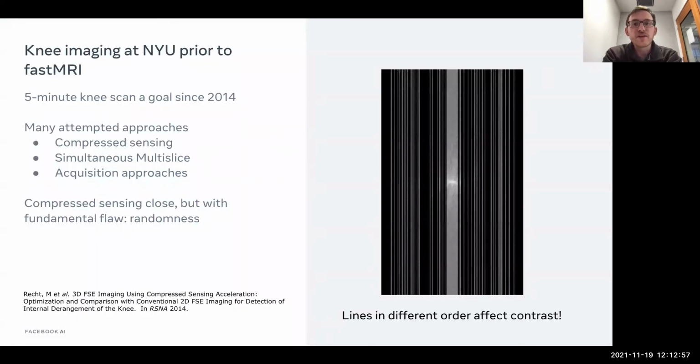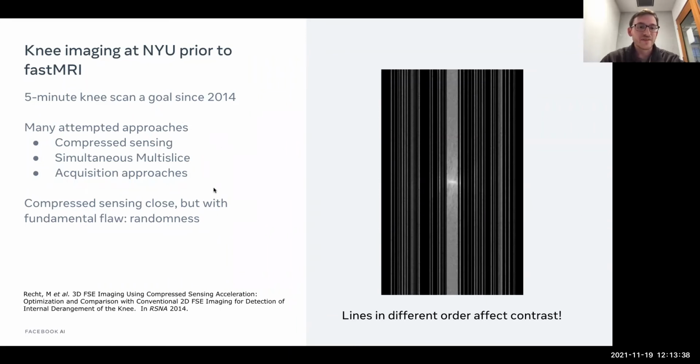But the history of knee imaging actually goes quite a bit back beyond fastMRI at NYU. The head of radiology at NYU, Dr. Recht, is a musculoskeletal radiologist by training, so he spends a lot of time on these. He's made it a goal of the department to get to a 5-minute knee scan, going back about 8 to 10 years. Many researchers at NYU have worked on this project over the years, trying lots of different approaches, like compressed sensing and simultaneous multi-slice acquisition approaches. Here I'm showing just one example of an RSNA abstract all the way back from 2014.